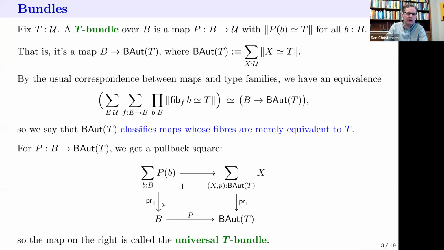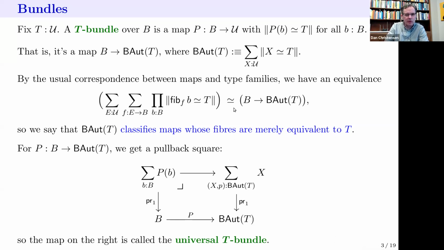And this also works if I put a general map of this form in this spot. There's, again, going to be a classifying map by going across this equivalence, and we'll get a pullback square. So we call this the universal T bundle. And if I took T to be Bool, this would be contractible, because if I have a type that's merely equivalent to Bool and I choose a point in it, then I can deduce an equivalence to Bool from that. But in general, this won't always be contractible. It's some domain of the universal T bundle.